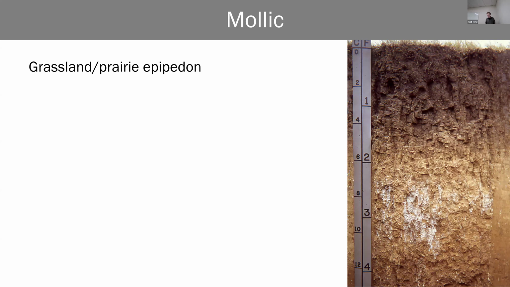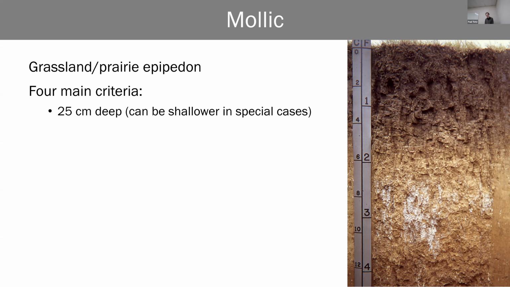This one matches really well with grasslands or prairies, or at least historic grasslands and prairies, what the soil development conditions were like. There are a lot of diverse criteria for what exactly it means to be a mollic epipedon, but we can really condense them down into 4 main criteria. And that's the depth. They have to be deep epipedons, about 25 centimeters deep. It's possible that special cases can make them shallower, if you have these A horizons maybe directly over bedrock, an R horizon, you don't necessarily have to be 25 centimeters deep.